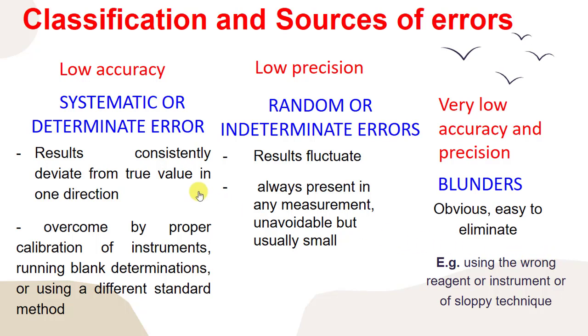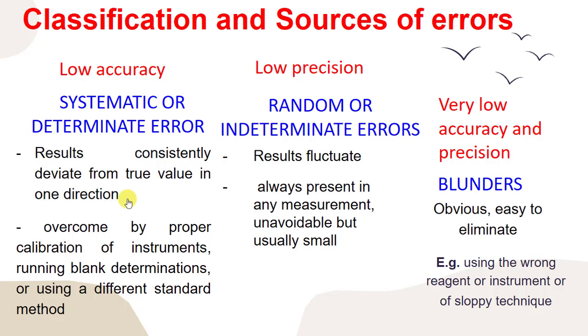In the case where you have low accuracy, it means that your mean values are very far from the true value. In this case, the reason is some systematic or determinate error. Right? This is a systematic or determinate error. It will make the results consistently deviate from the true value in one direction. It means that this type of error will make your measurements always higher or lower than the true value.